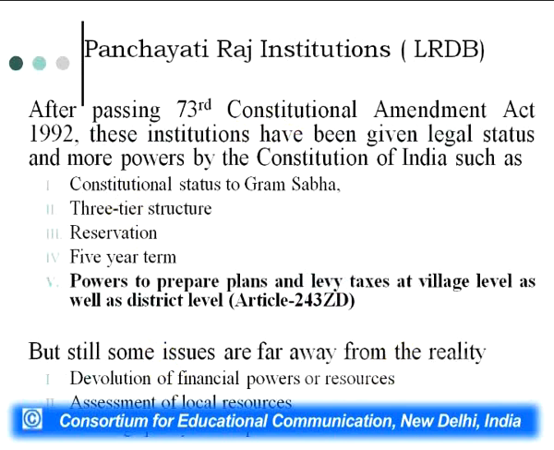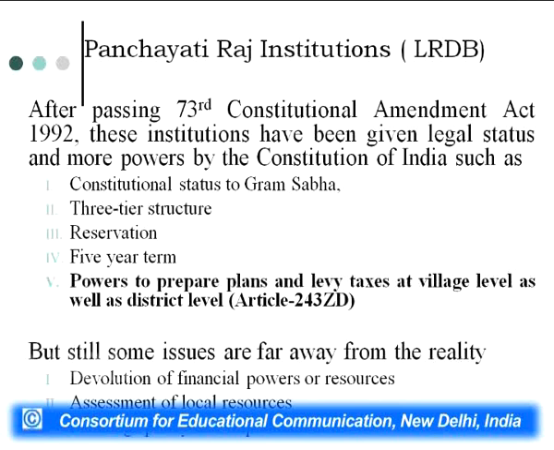Now coming back to an example, as I said, there are various flagship schemes of the Government of India where decentralized planning has been used, and the 73rd Constitutional Amendment Act empowers these institutions and they have a legal status. Because of this, they also have the privilege that they can use these powers to prepare plans, and for socio-economic development they can levy taxes at a rural level, that is a village level, as well as at a district level.